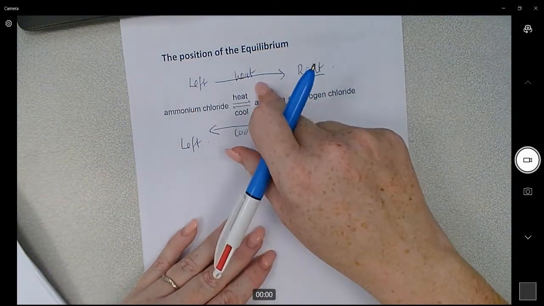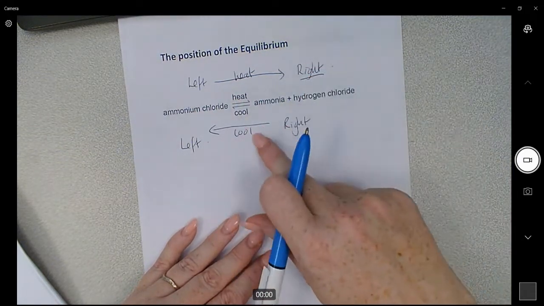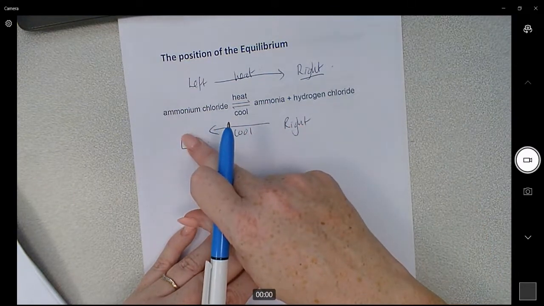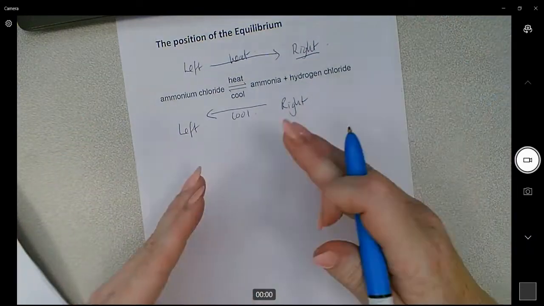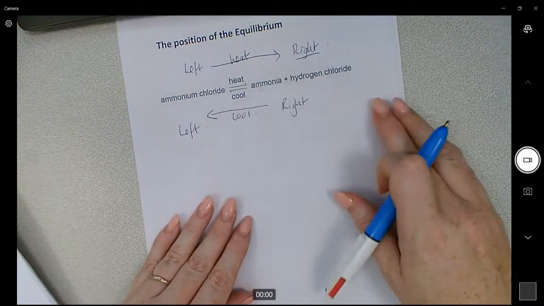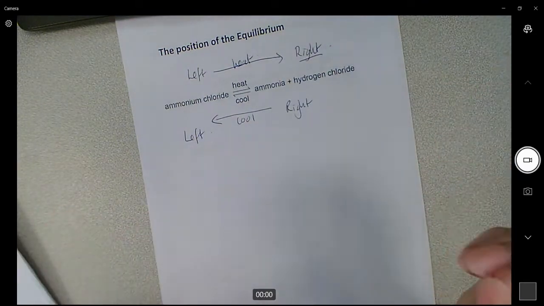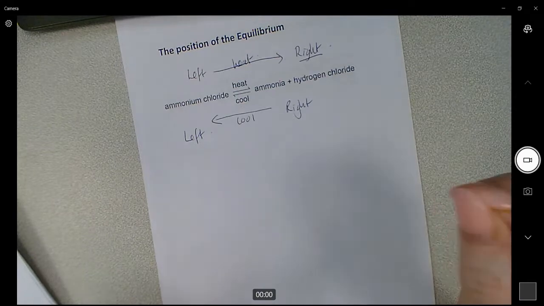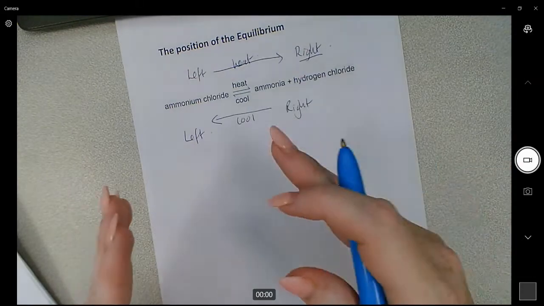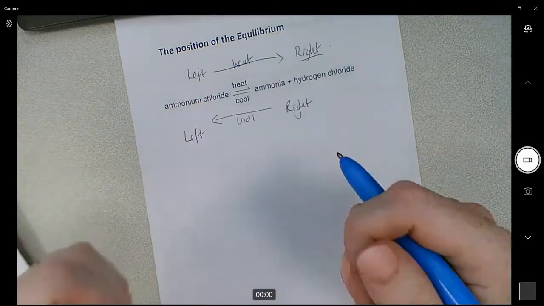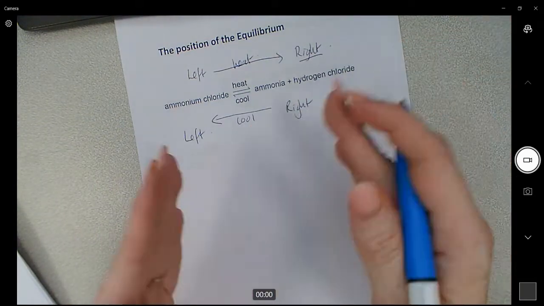So if I have heat applied to the system, I am going to favour the reaction to the right. If I cool the reaction down, I'm going to favour the reaction to the left. So you can see that I've changed the position of the equilibrium either to the right or to the left, depending on the temperature. So when a reaction is at equilibrium, it doesn't mean the amount of reactants and products are equal, okay? It just means that the rates of reaction are either in balance, if it's a dynamic equilibrium, or they are favouring one reaction over the other.